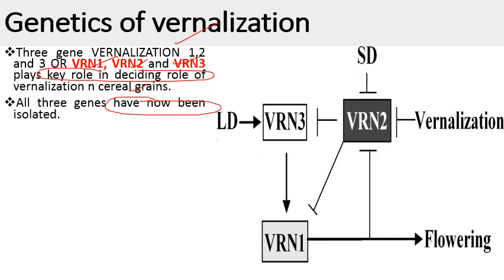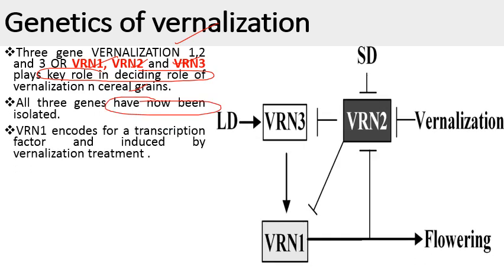Next comes genetics of vernalization. There are three genes of vernalization, that is VRN1, 2, and 3. These three genes play a key role in deciding the role of vernalization in cereal grains. All three genes have now been isolated. VRN1 encodes a transcription factor that induces and is induced by vernalization treatment.